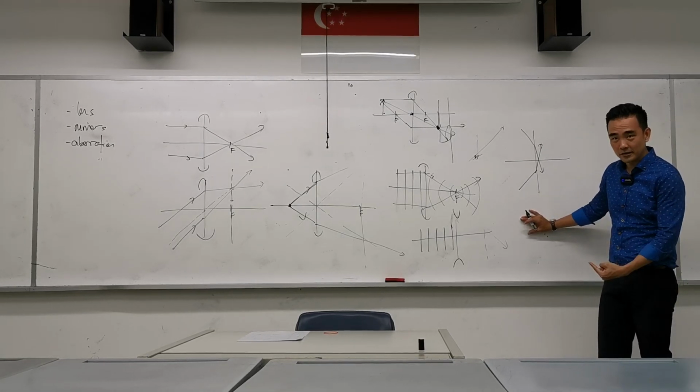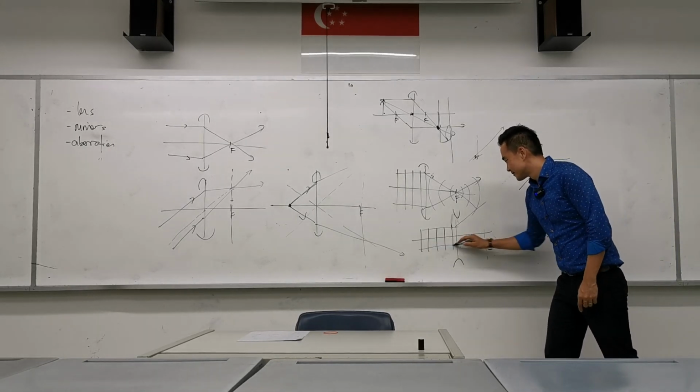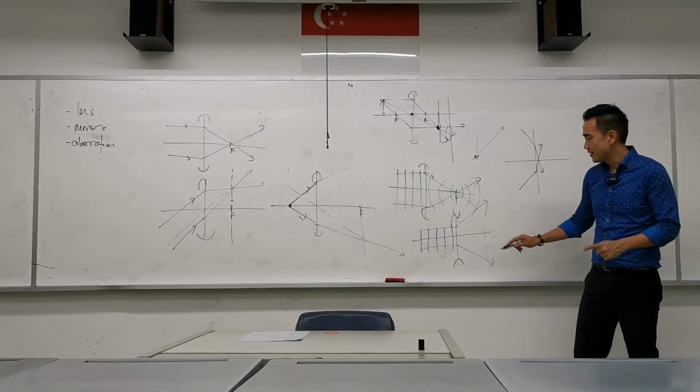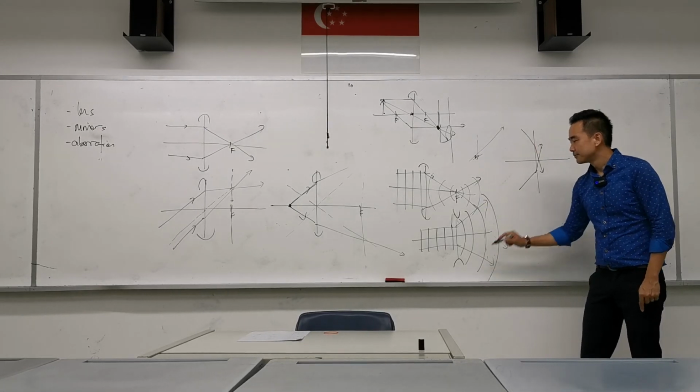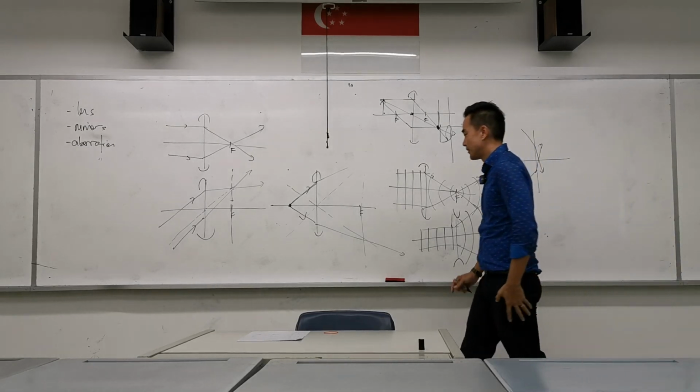Okay, so how's the wavefront? It's Wi-Fi signal shape. Remember, the wavefront has to be perpendicular to the ray. So you go like this. Cool. So draw the ray first.